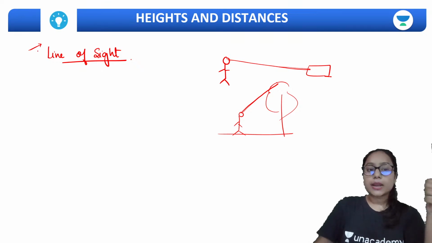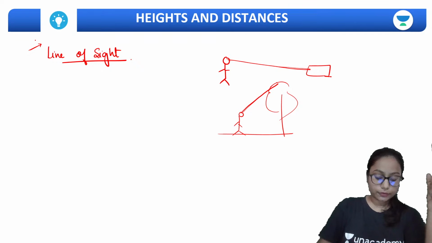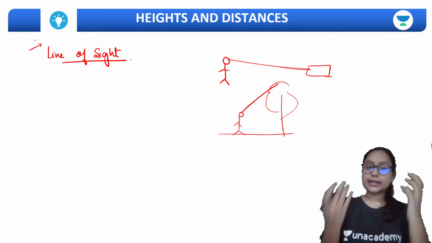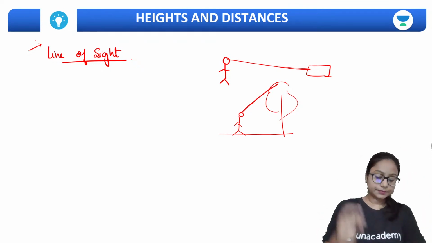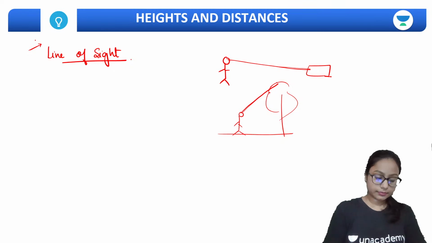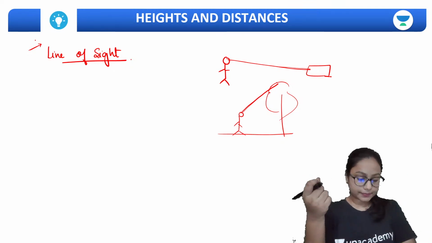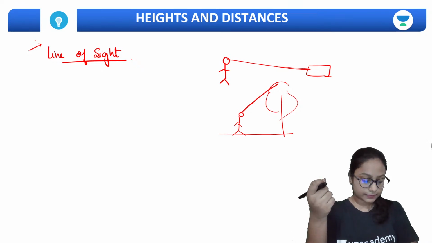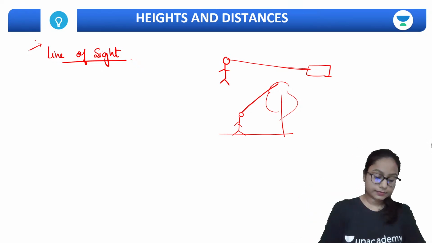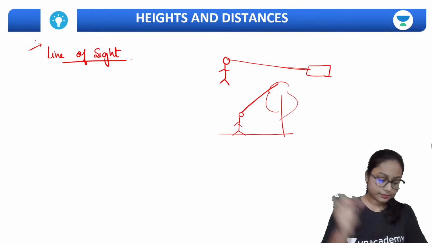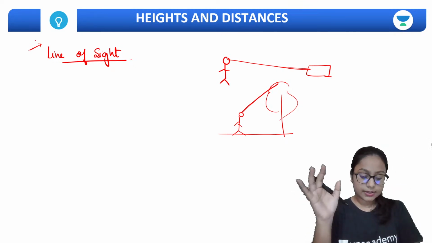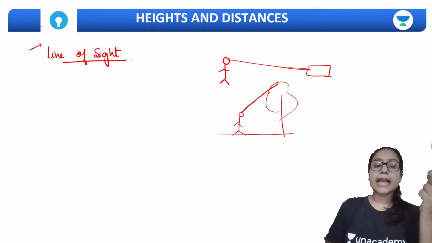Everyone please confirm if the definition of line of sight is clear. All of you. Is this clear? What is a line of sight? Yes. Okay. So this is line of sight.